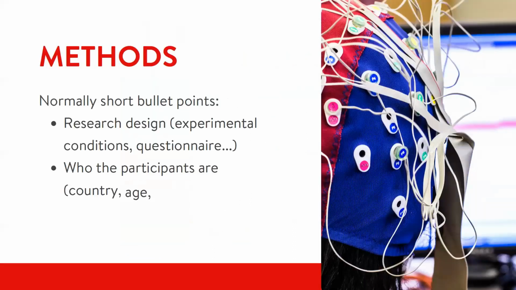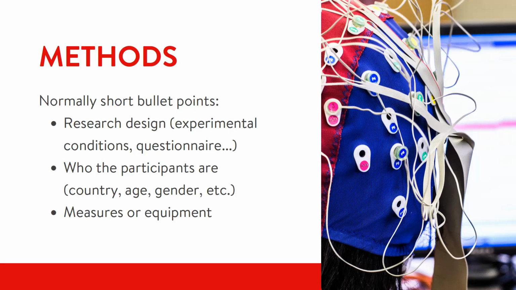Next is the method section. This is basically where you summarize what you're doing. You'd normally have a few bullet points in this section. It shouldn't be too long, but it needs to have enough detail that another person can understand what exactly you're doing. So you need to summarize your research design. If you're running an experiment, what are the conditions in your experiment? What is your control? What kind of extraneous variables are you controlling for?